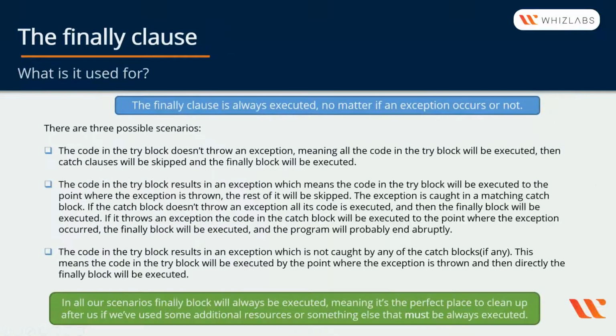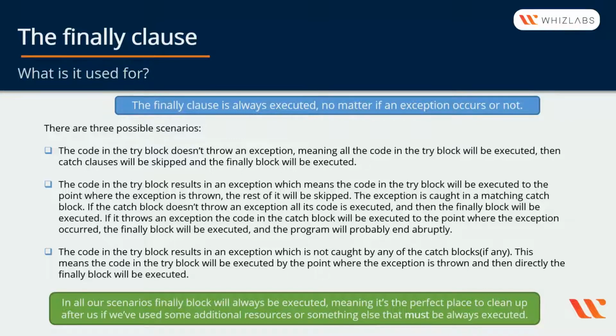Let's examine the finally clause and the workflow of a try-catch-finally construction. The finally clause is always executed, no matter if an exception occurs or not. We can't use a finally clause without at least a try block. You also can have only one finally block in a single try-catch-finally construction. If we have a try-catch-finally construction, there are three ways things could go. Scenario 1.